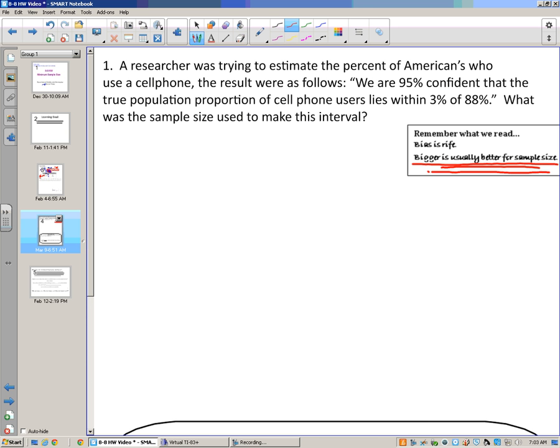So here we go. A researcher wants to estimate the percent of Americans who use a cell phone. So p is the percent who use a cell phone. They don't know it, they're trying to estimate it, so usually we make an interval to estimate that. The results were as follows. We're 95% confident that the true population proportion of cell phone users lies within 3% of 88%.